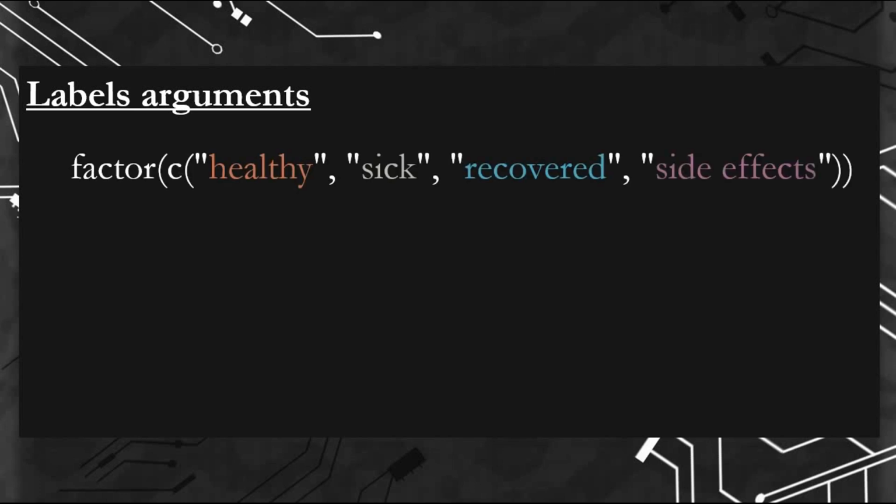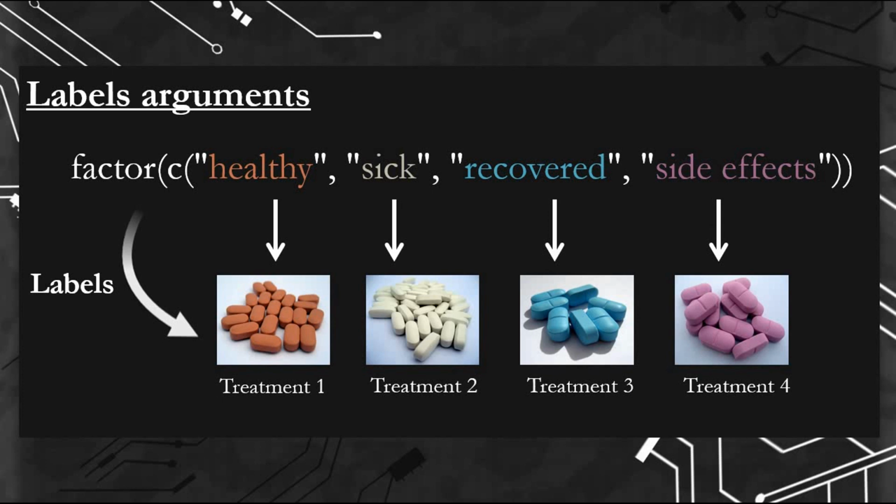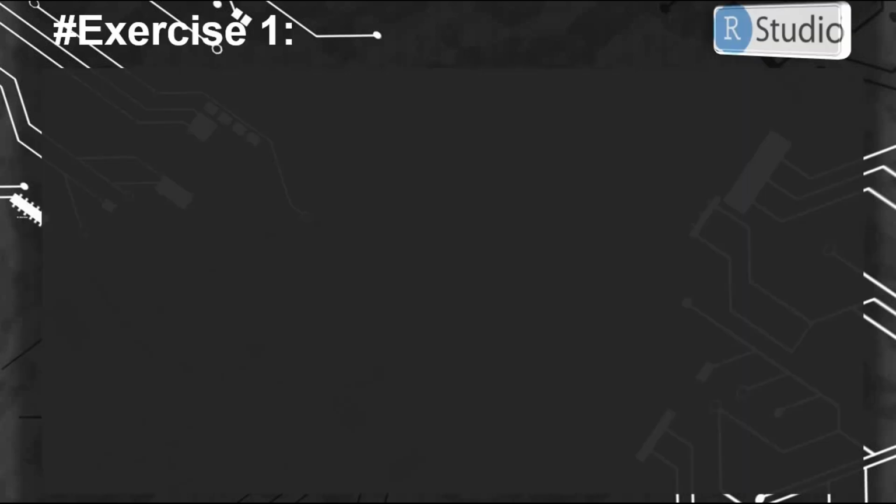The labels argument is another optional argument that names the levels inside the factor function. So here we have a factor which consists of 4 different levels: healthy patients, sick patients, recovered patients, and patients with side effects. If we want to name each level, we can use the labels argument to name them as treatment 1, 2, 3, and 4. In exercise 1, you'll learn how to use the labels argument.